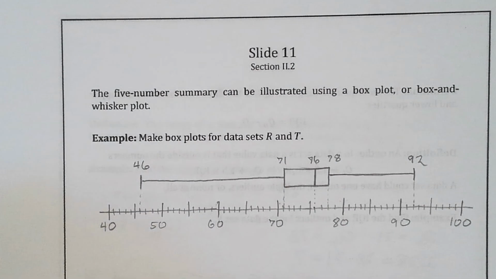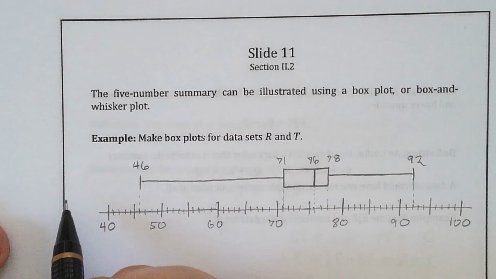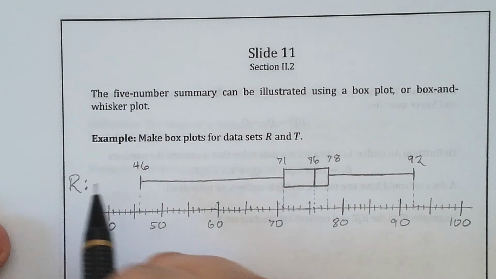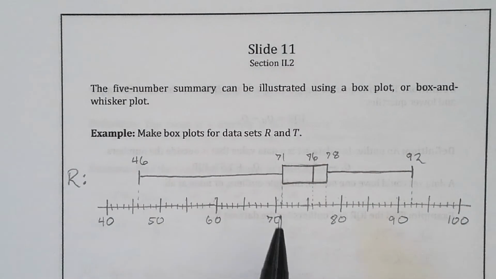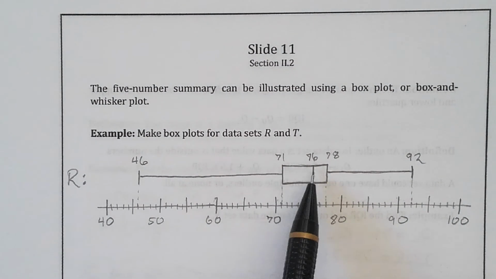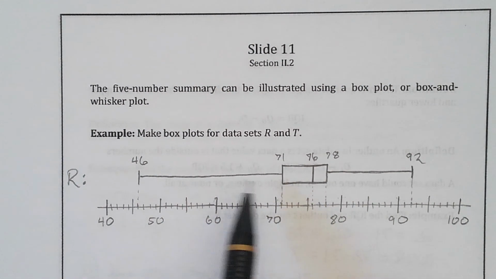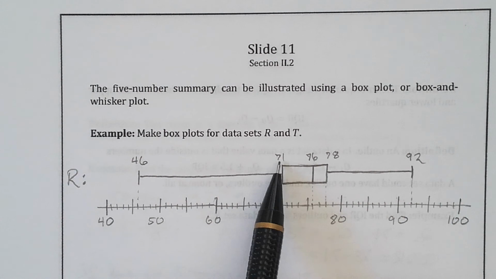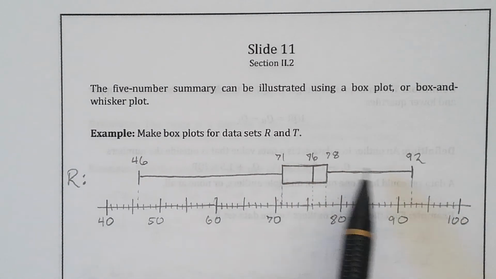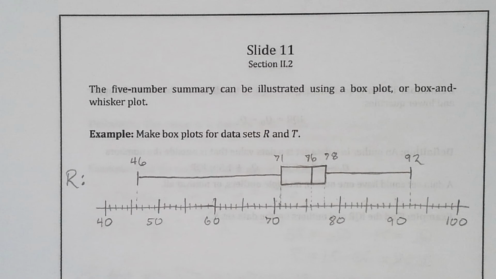So this is a picture of the 5-number summary of R. This is the data set R. The middle half of the data is in this box right here. The middle of the data is 76. And then you've got the lower quarter ranging from 46 to 71, the upper quarter ranging from 78 to 92. And so this kind of captures in a snapshot what the data looks like. You've got it broken up into the 4 quarters, and you can see how it's distributed along the range.